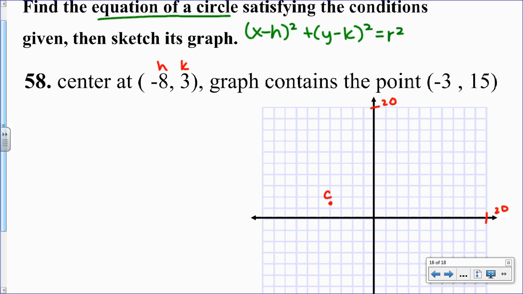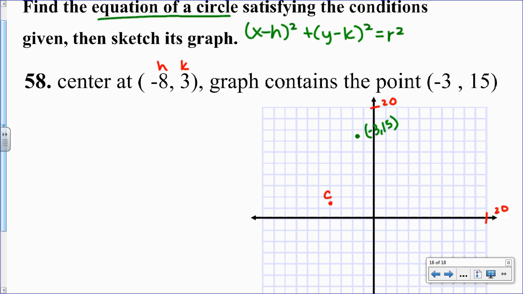And then a point on the circle is negative 3, 15. So here's negative 3 and then 15. So 2, 4, 6, 8, 10, 12, 14, 15 would be here. So that's negative 3, 15. So that's a point on the circle. That's an x, y that's true for that equation.